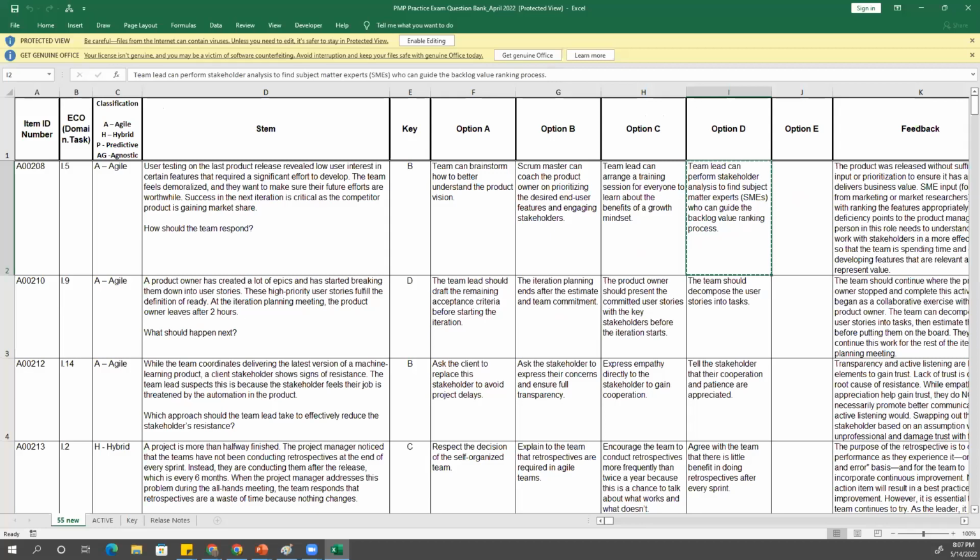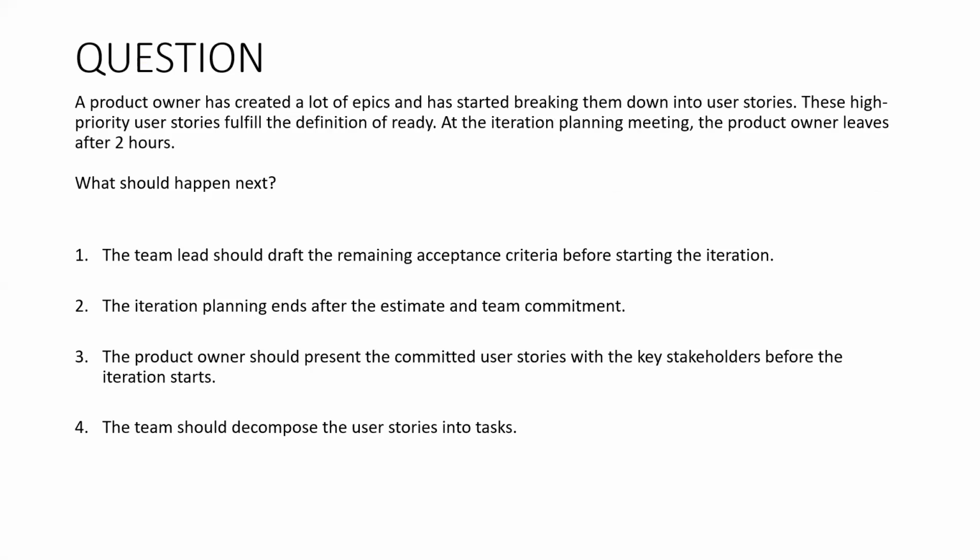You might find some delay because I am copying it from the Excel sheet and putting it on the slide, so it might take a little fraction of a second. But anyway, let's go. This is question number 2.